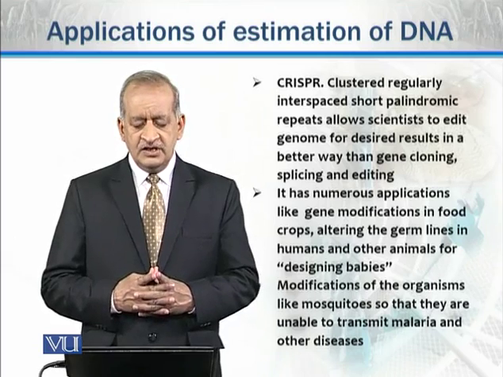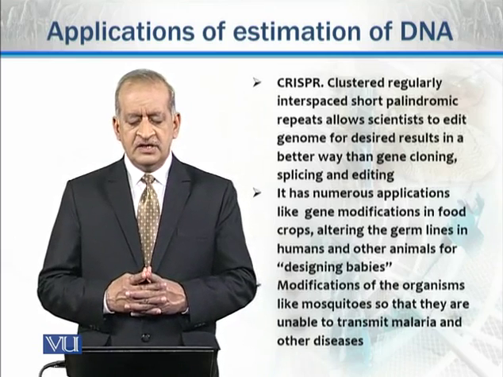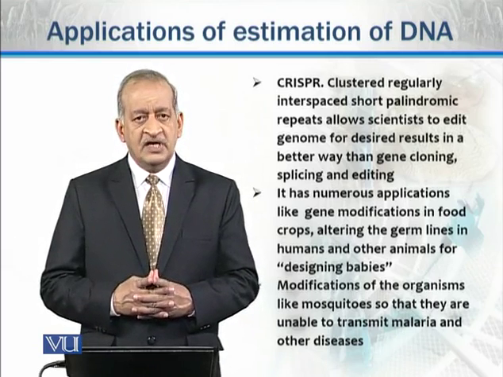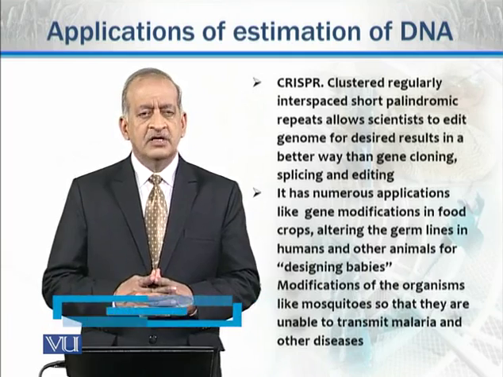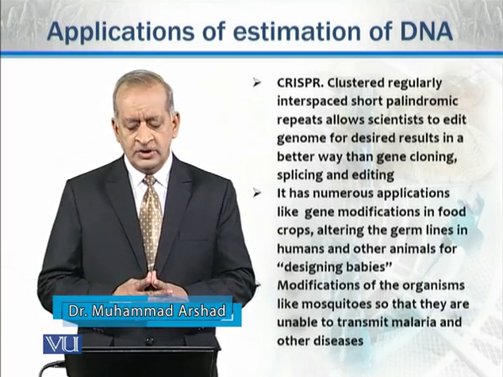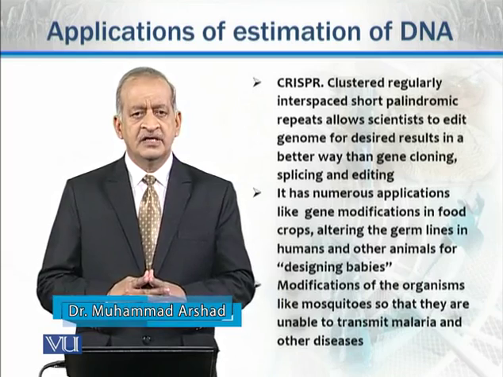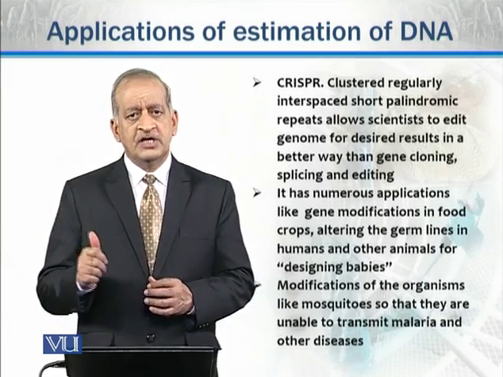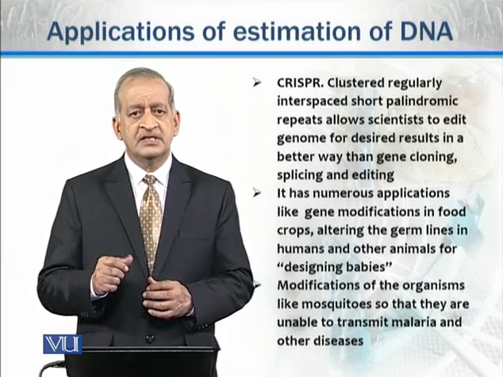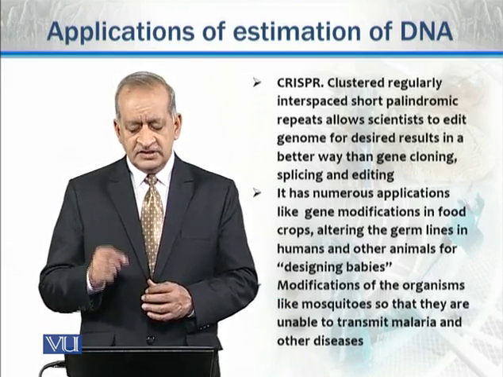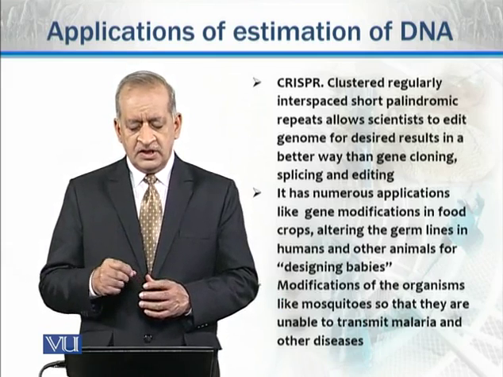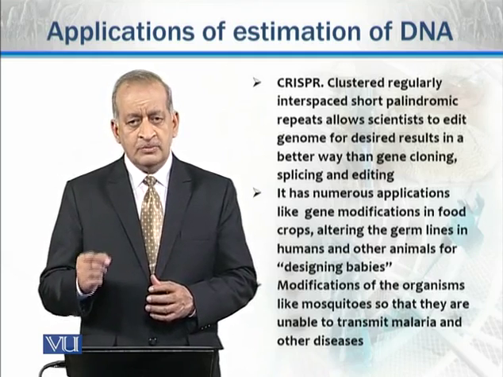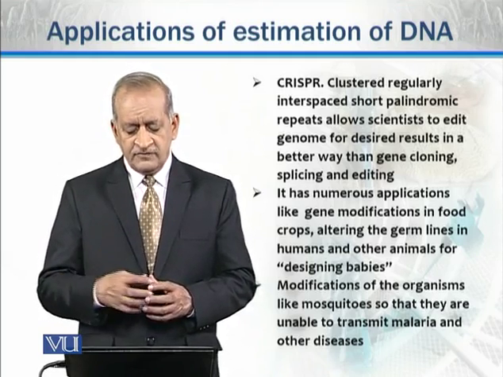And with this technique, we are able to edit the genome for the desired results in a better way than which we do in gene cloning, in splicing, and in editing. So, ज़ाहिर है हम जो जीनोम के अंदर जो changes होती हैं वो हम बेहतर तौर पे इस टेक्निक से कर सकते हैं. And with this technique, it is possible that we can modify genes for food. We can modify gene in different organisms, like in food crops.